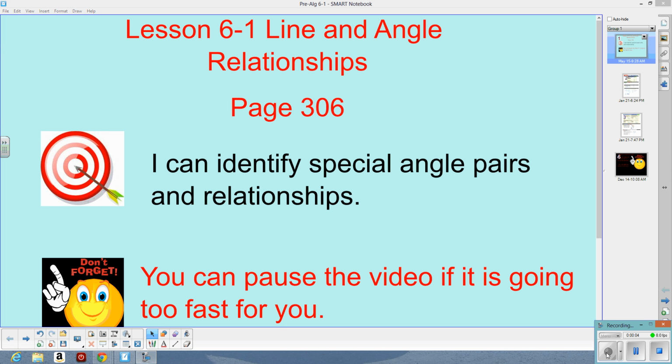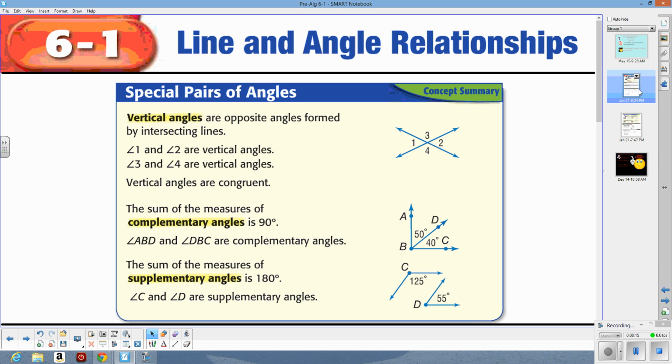In Lesson 6.1, you will identify special angle pairs and relationships and use that information to help you find missing measurements. Below you'll see a list of some special pairs of angles, the first one being vertical angles. Vertical angles are opposite angles formed by intersecting lines.